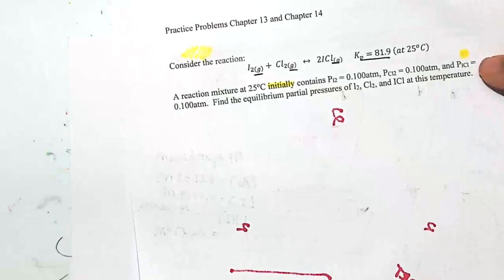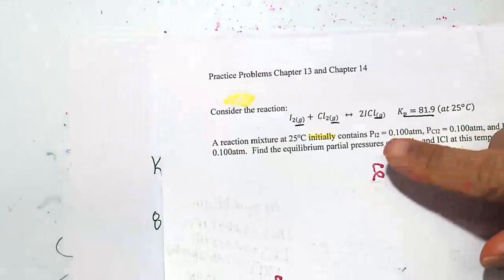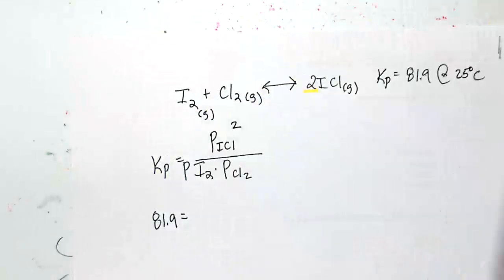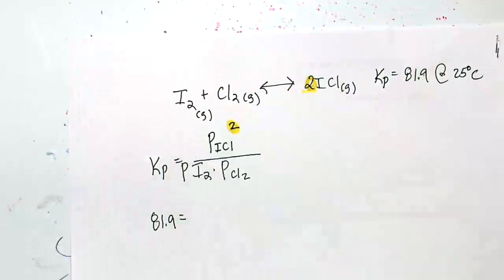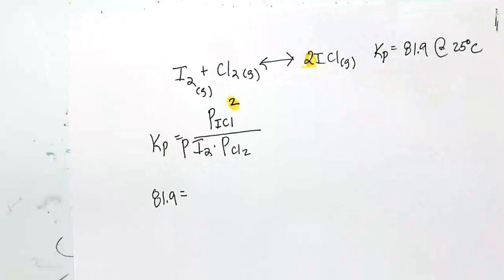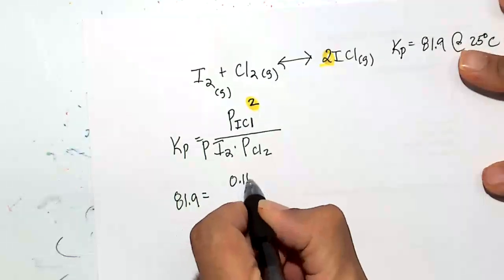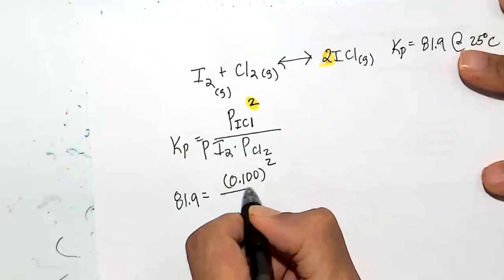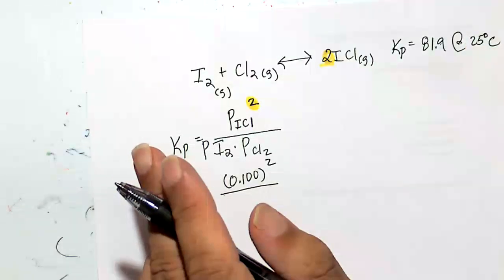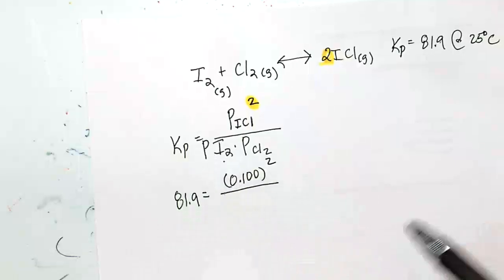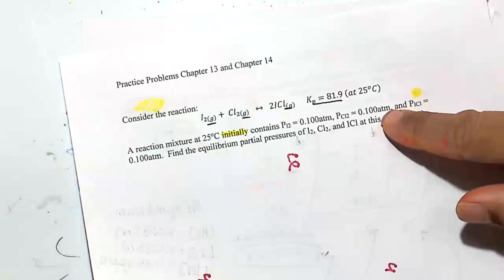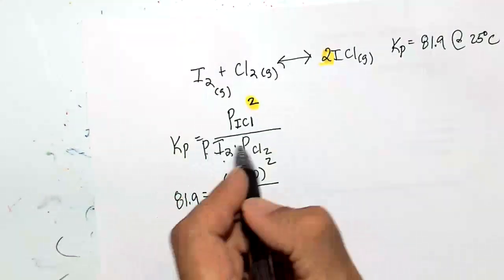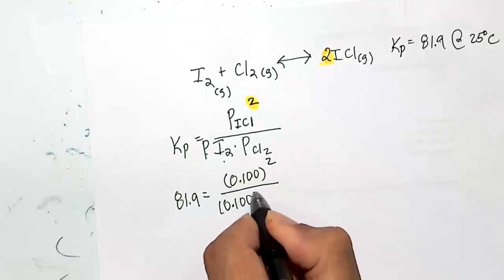0.10 atmospheres. And notice, these are pressure units. 0.10 atmospheres, we should square it. Why do we square it? Because that's what the law of mass action tells us to do. So in the problem, this was 0.100 squared. There are no units, so don't worry about units. Divided by the pressure of I2. What's the pressure of I2? It's the same as the pressure of Cl2, which is 0.10 atmospheres. So 0.1 and 0.1.